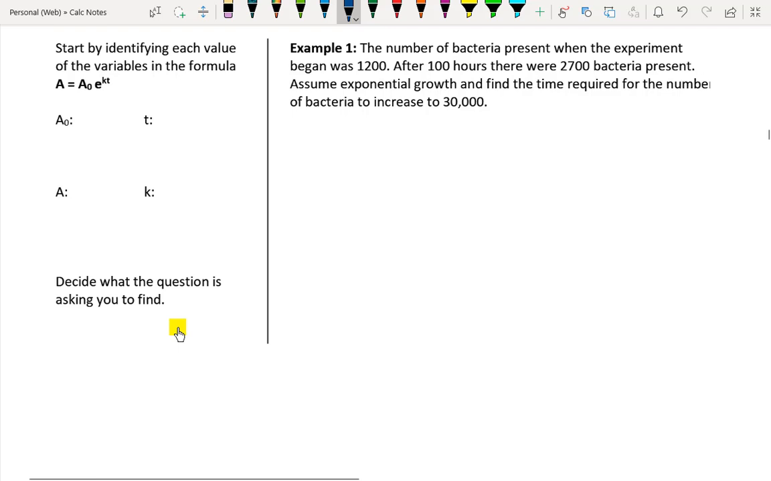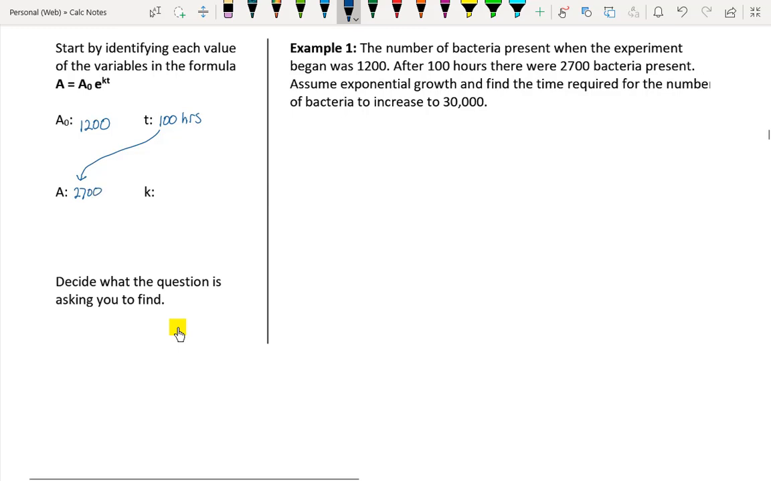After 100 hours, there were 2,700 bacteria present. Assume exponential growth and find the time required for the number of bacteria to increase to 30,000. So our initial amount, our a sub 0, was 1,200. That's never going to change. The initial amount never changes. The time, it says after 100 hours, so after 100 hours, there were 2,700 bacteria present. So you remember, the time always goes with an ending amount. So 2,700.